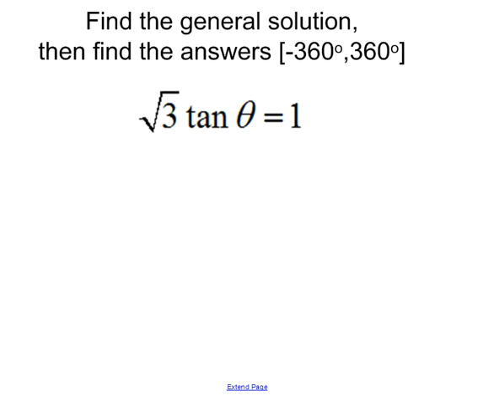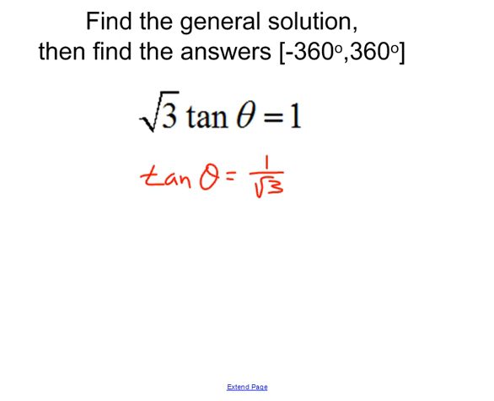Find the general solution, then find the answers from negative 360 to 360. So one more twist we're going to throw in here is we're going to give you some different intervals instead of just 0 to 360. So our first step is always undo outside transformations.